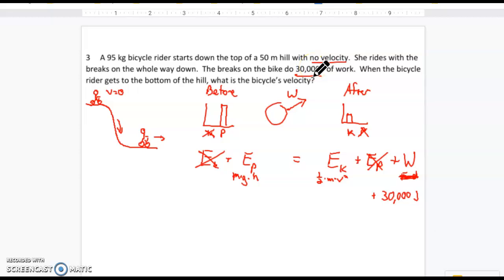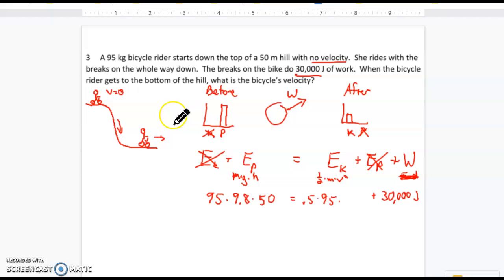But we may have to put everything else in. Like the mass of this person was 95 kilograms. Gravity, I know what that is. It's 9.8. Height. She starts with a height before, that's where she had potential energy. The height was 50 meters for the hill. And then for my kinetic energy, I have this 0.5 times the mass. And the mass, that was 95 again, times the velocity squared, which the velocity, be careful, it's not 0 because we're talking about the after now.